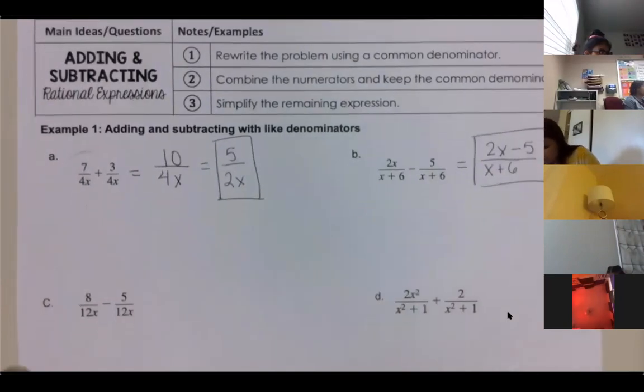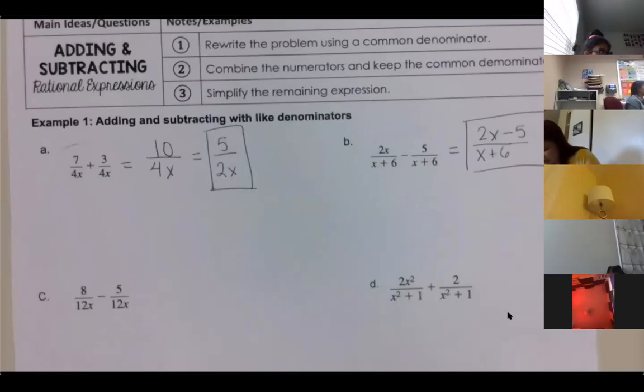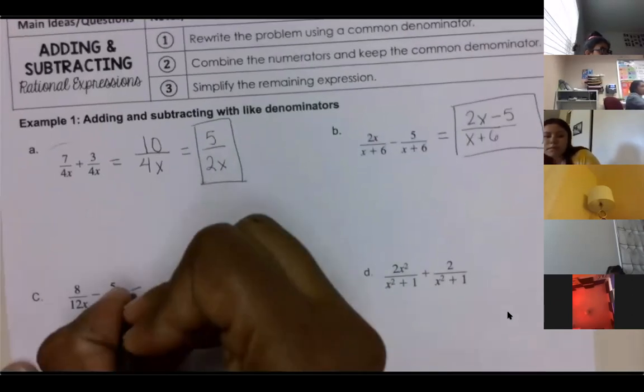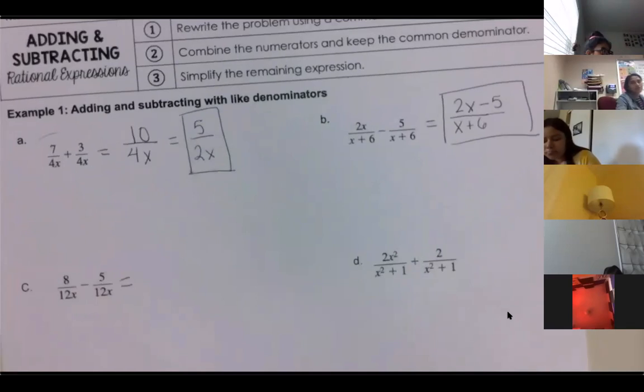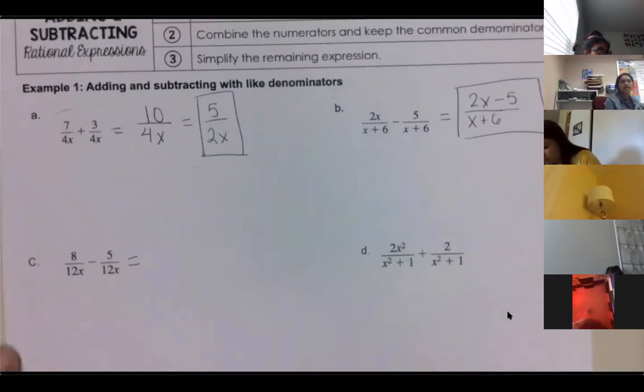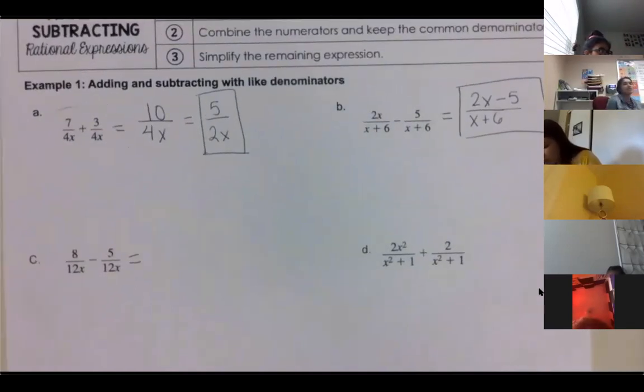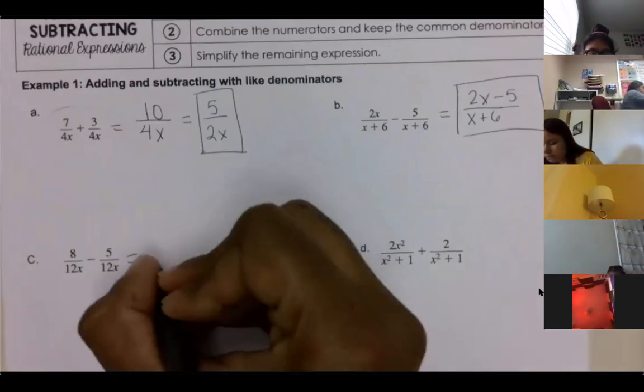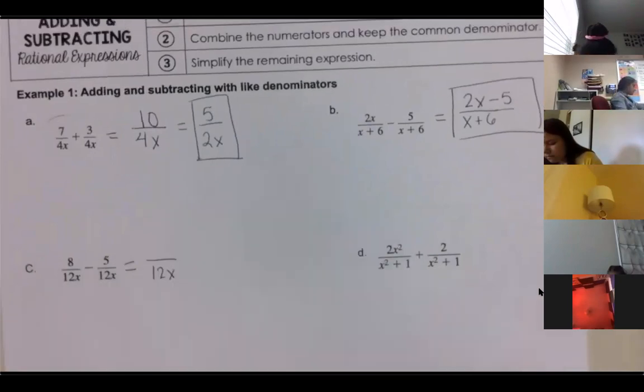All right, let's go to part C. We've got 8 over 12x minus 5 over 12x. I'm going to go ahead and start calling on people for these questions. I've talked for too long today. What's my denominator going to be? What do you think, Nancy? 12x. Yeah, 12x.